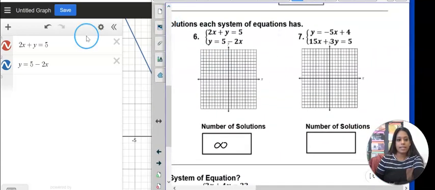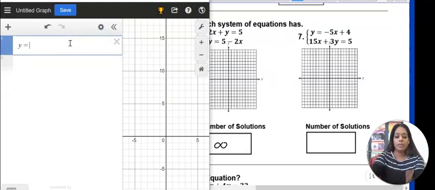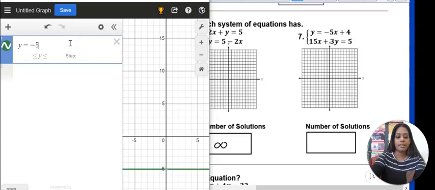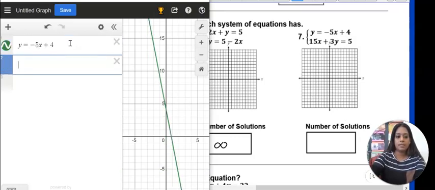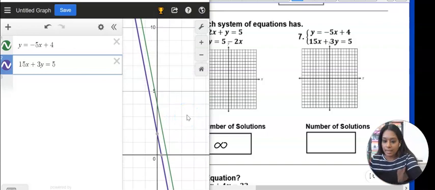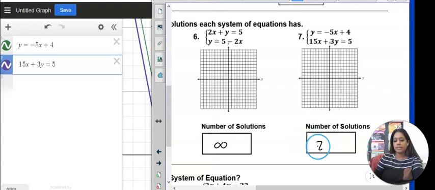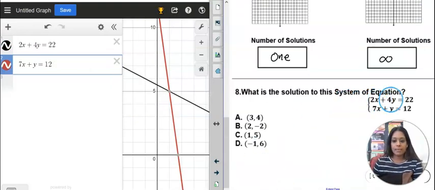Let me go ahead and put this in. y equals negative 5x, 15x, 3y equals 5. And those look like parallel lines. So if they're parallel lines, then the number of solutions is 0, or no solutions.